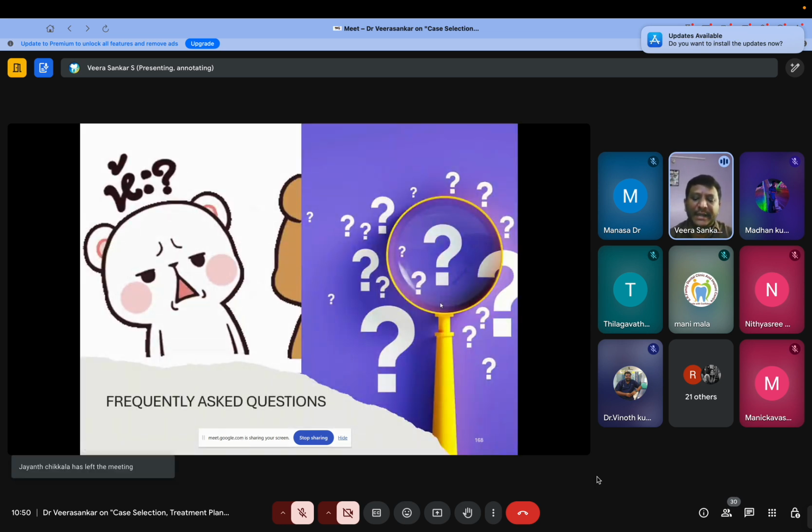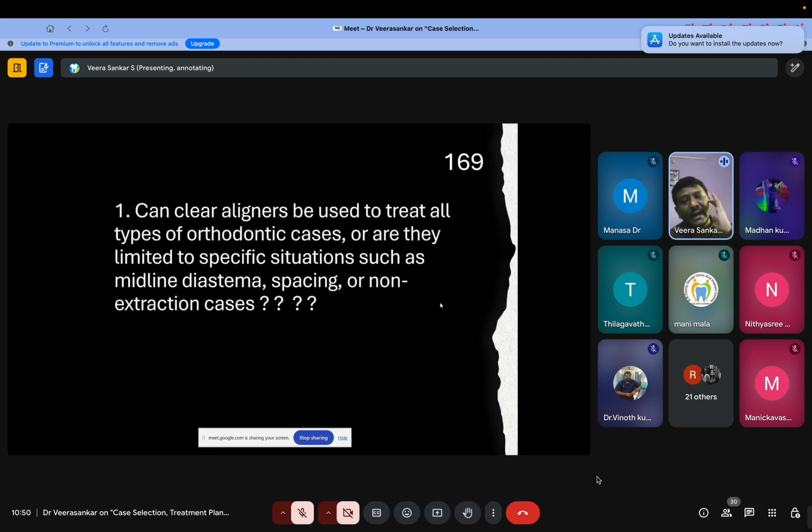Going on to the frequently asked questions when it comes to aligner treatment. Can clear aligners be used to treat all types of orthodontic cases, or are they limited to specific situations such as only midline diastema, spacing, or extraction cases? Yes, clear aligners can be used to manage all cases, provided you consider your method of choice and your treatment objectives. Method of choice means whether it comes under force-driven aligners or displacement-driven aligners. That decides whether all your objectives can be completed in the treatment or not.